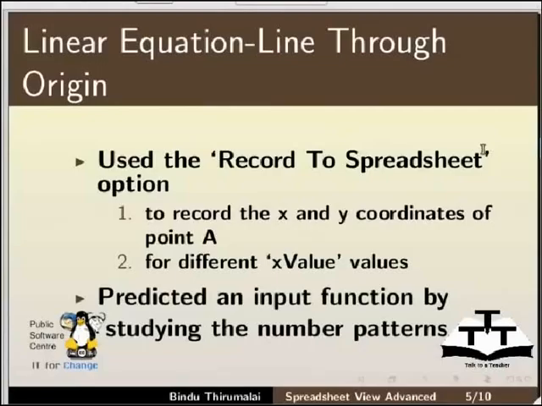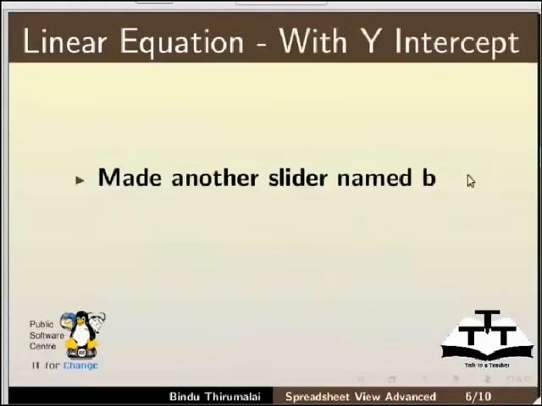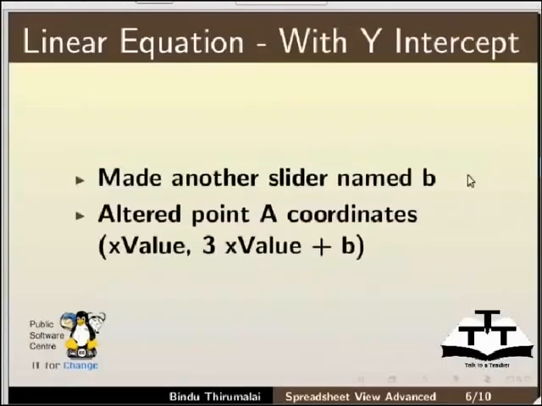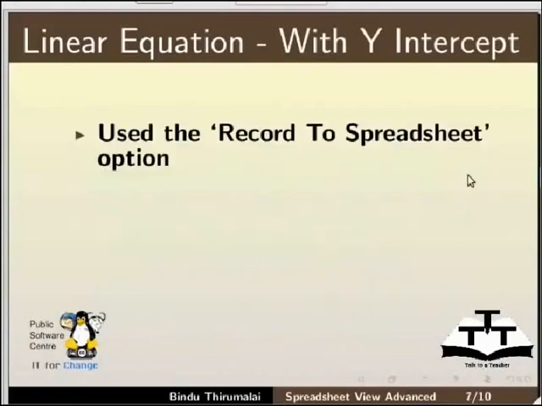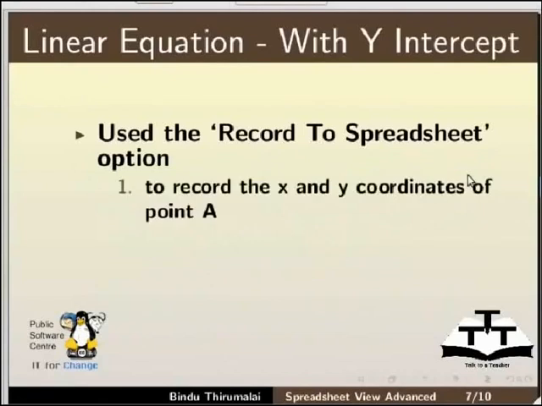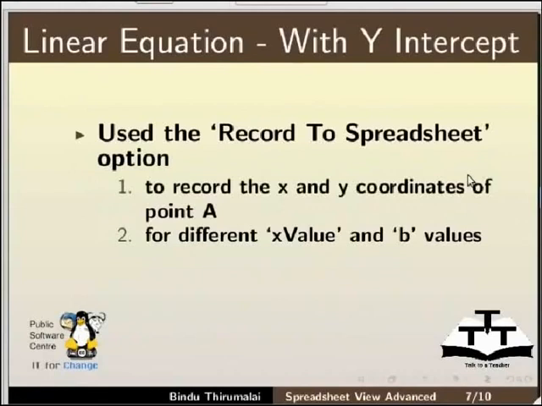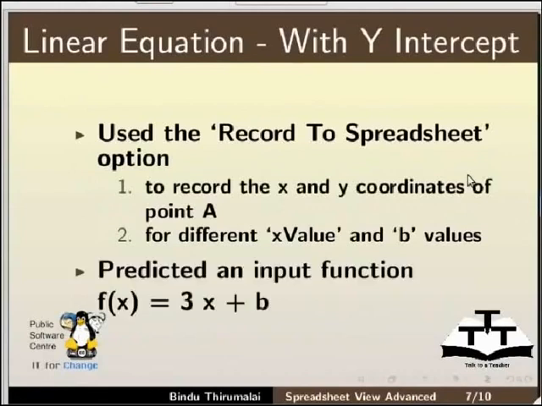Now, to summarize, we made another slider named b, and altered point A coordinates to x value and 3 times x value plus b for the y coordinate. We used the record to spreadsheet option to record the x and y coordinates of point A for different x value and b values. We predicted an input function f of x equals 3 times x plus b. Here we just call the function g of x.